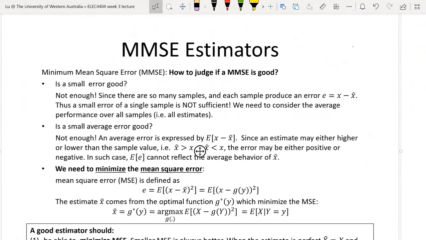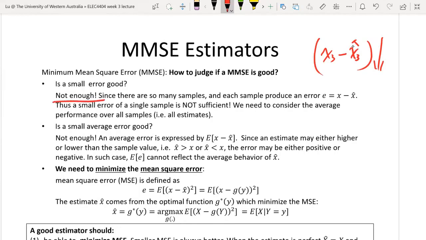Okay, more questions are given here. You may ask me, if I want to judge whether the minimum mean square error estimator is good or not, what criteria will be used? Can I say if x3 minus x3 hat is small, then my estimate is good? Generally, the answer is no.